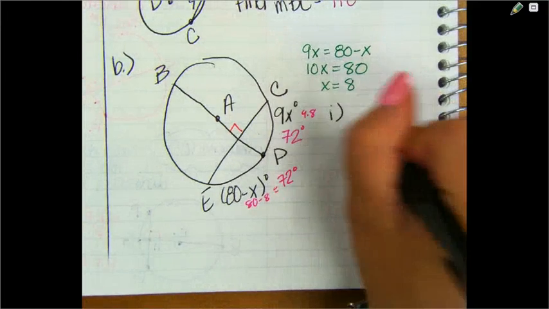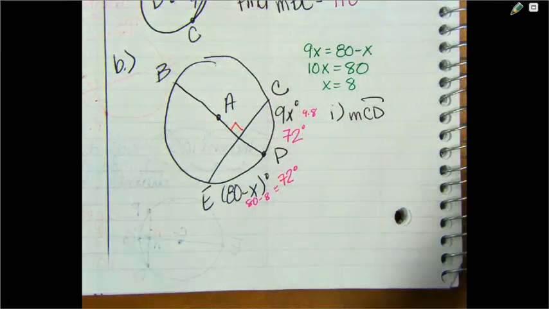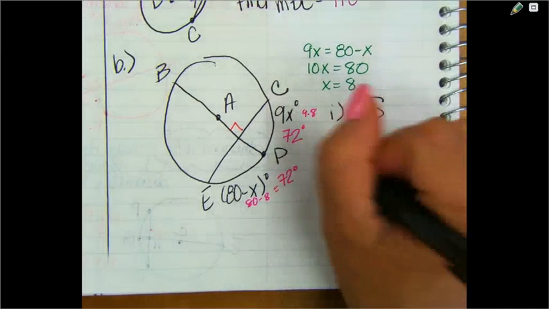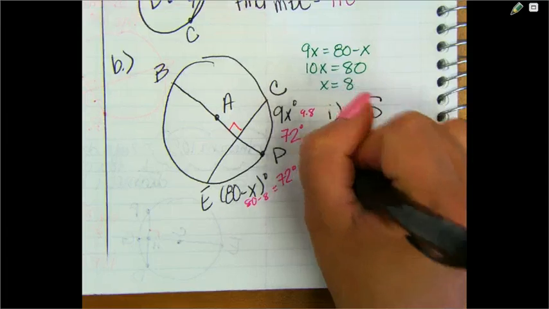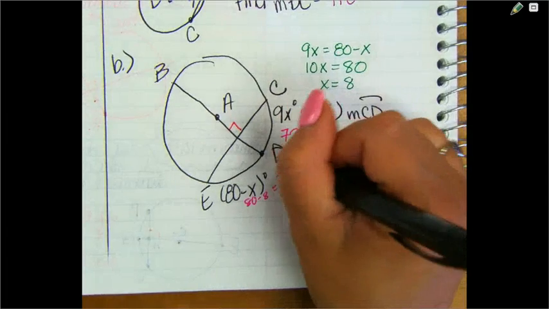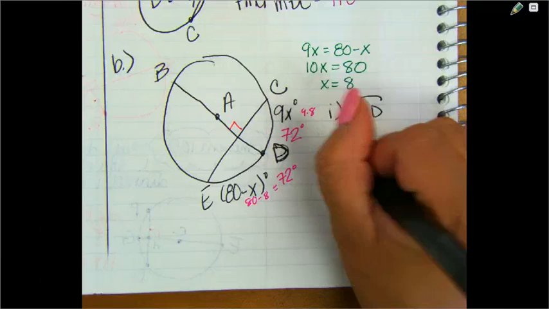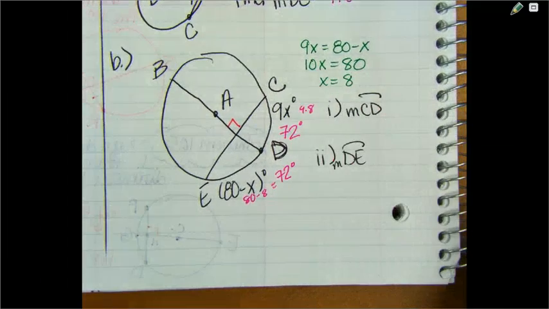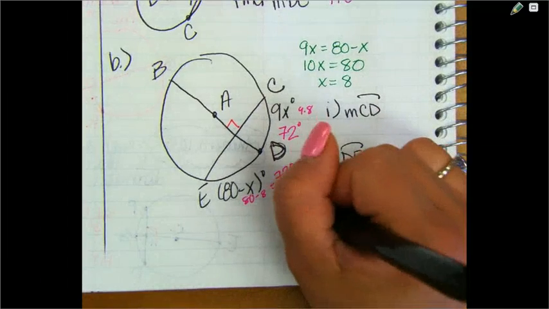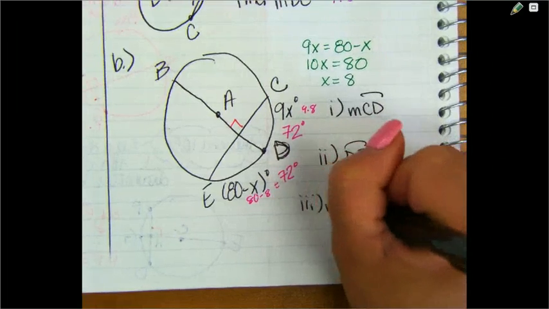Question 1. What's the measure of arc CD? Question 2. That's a D. Sorry. What's the measure of arc DE? Question 3. What's the measure of arc CE?